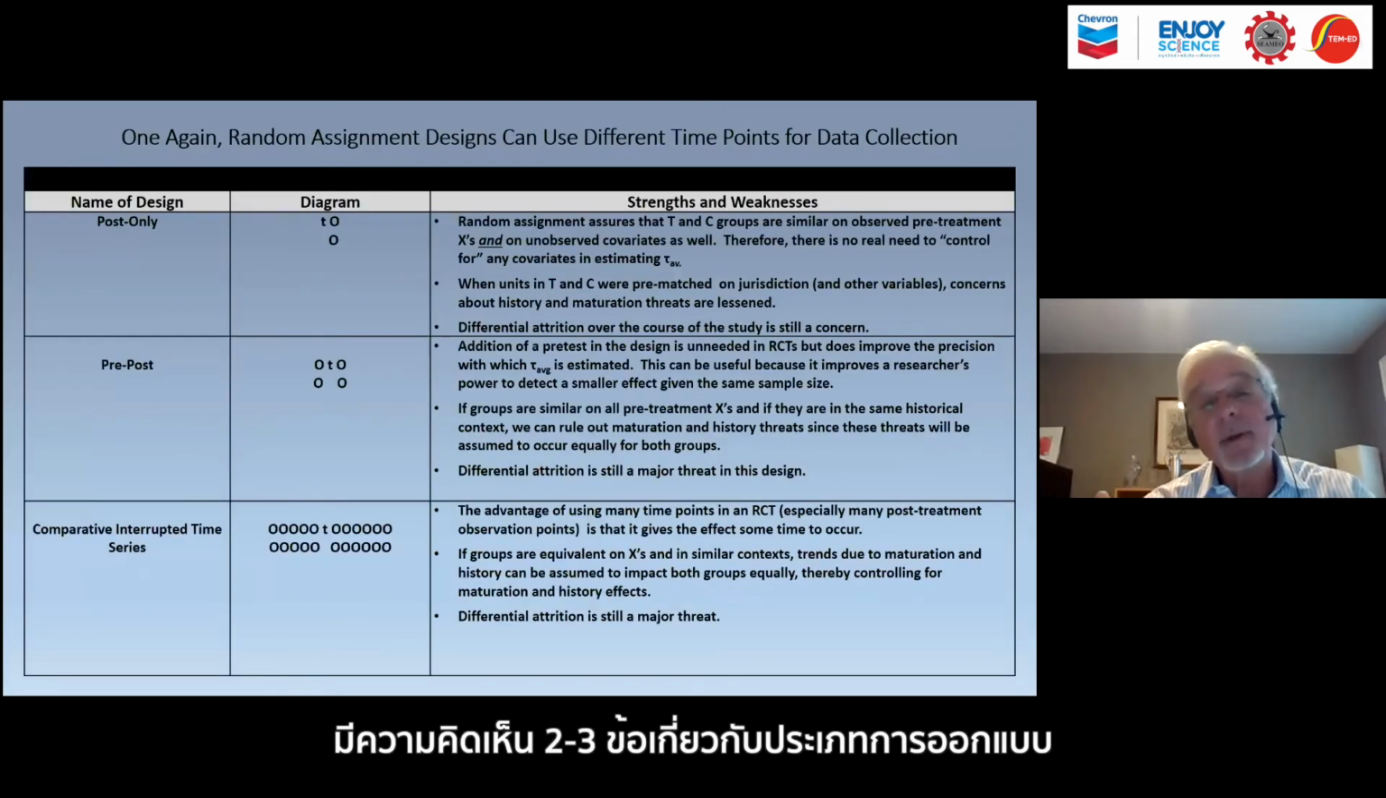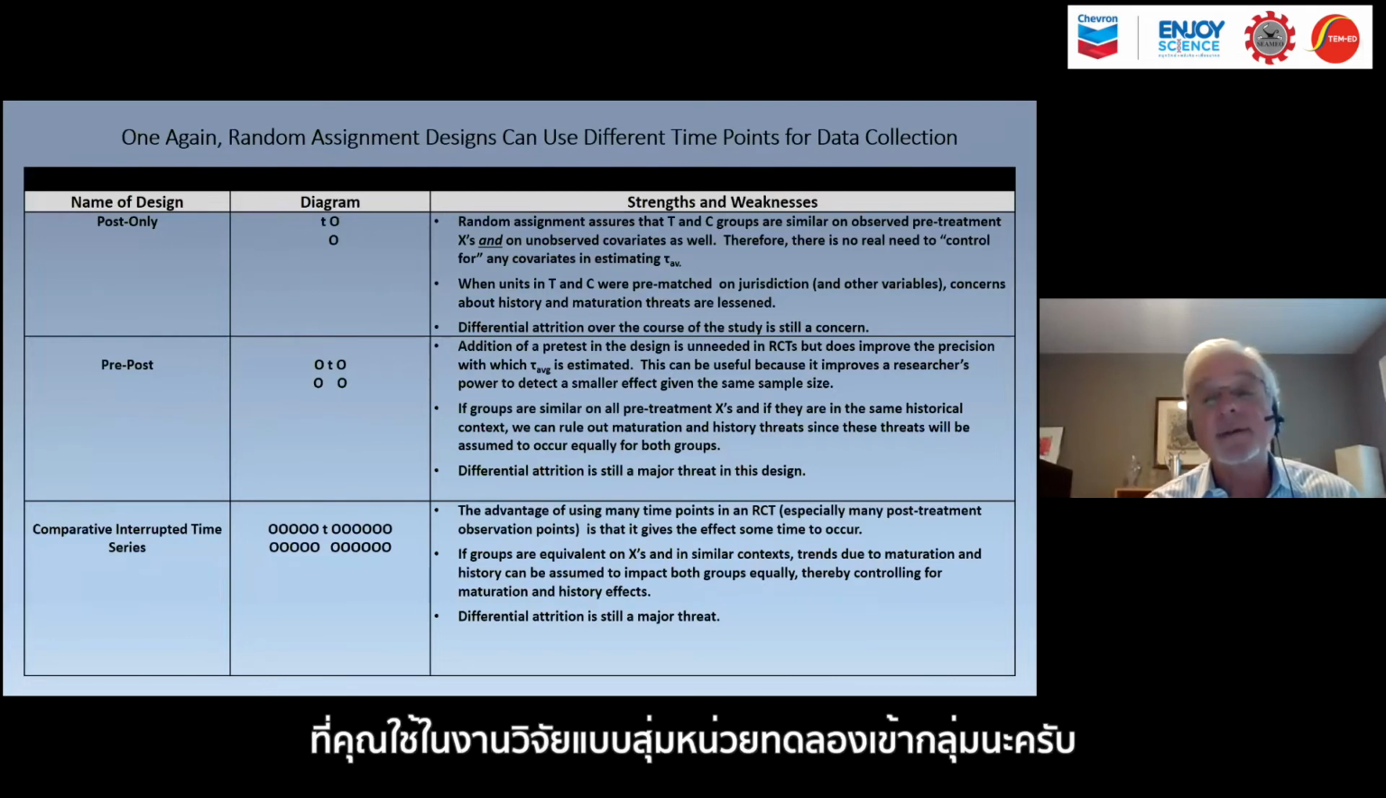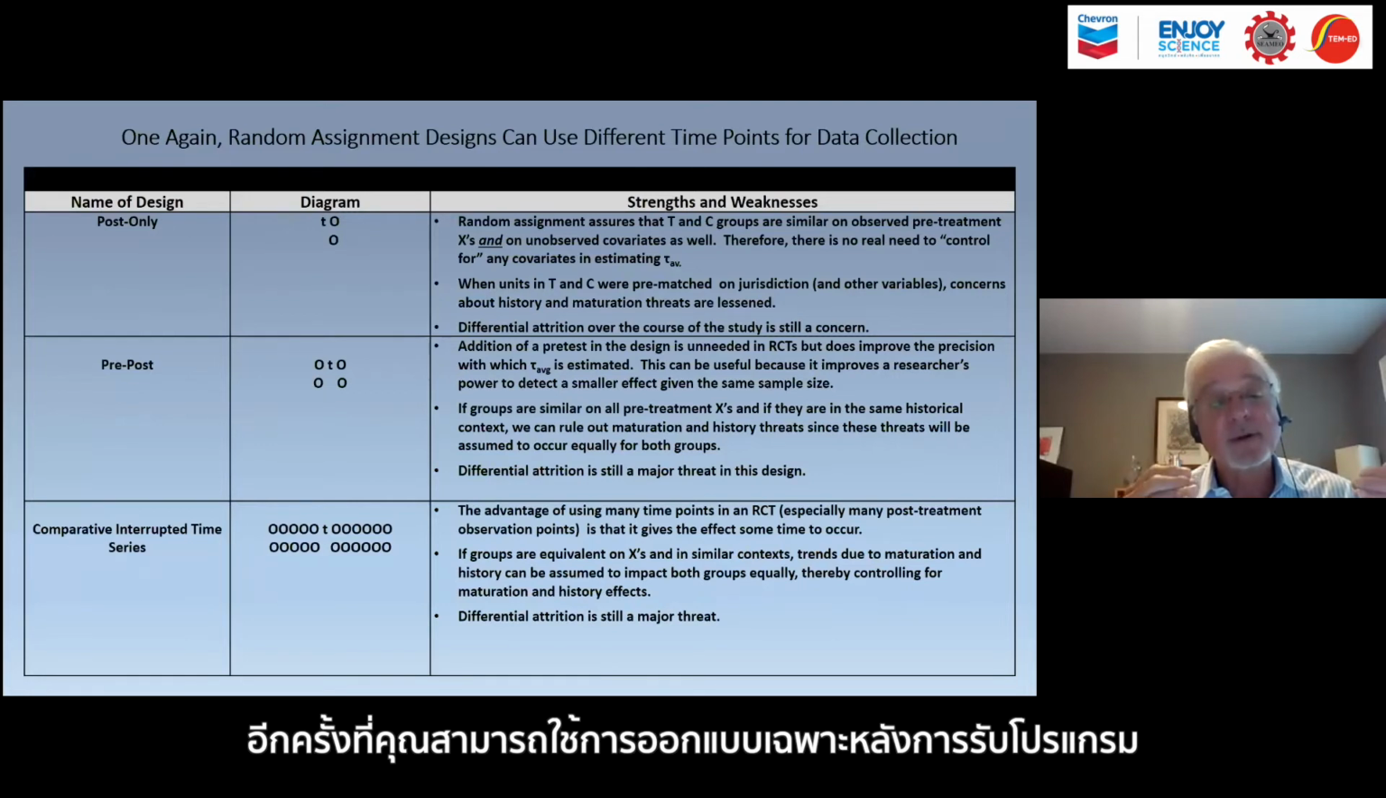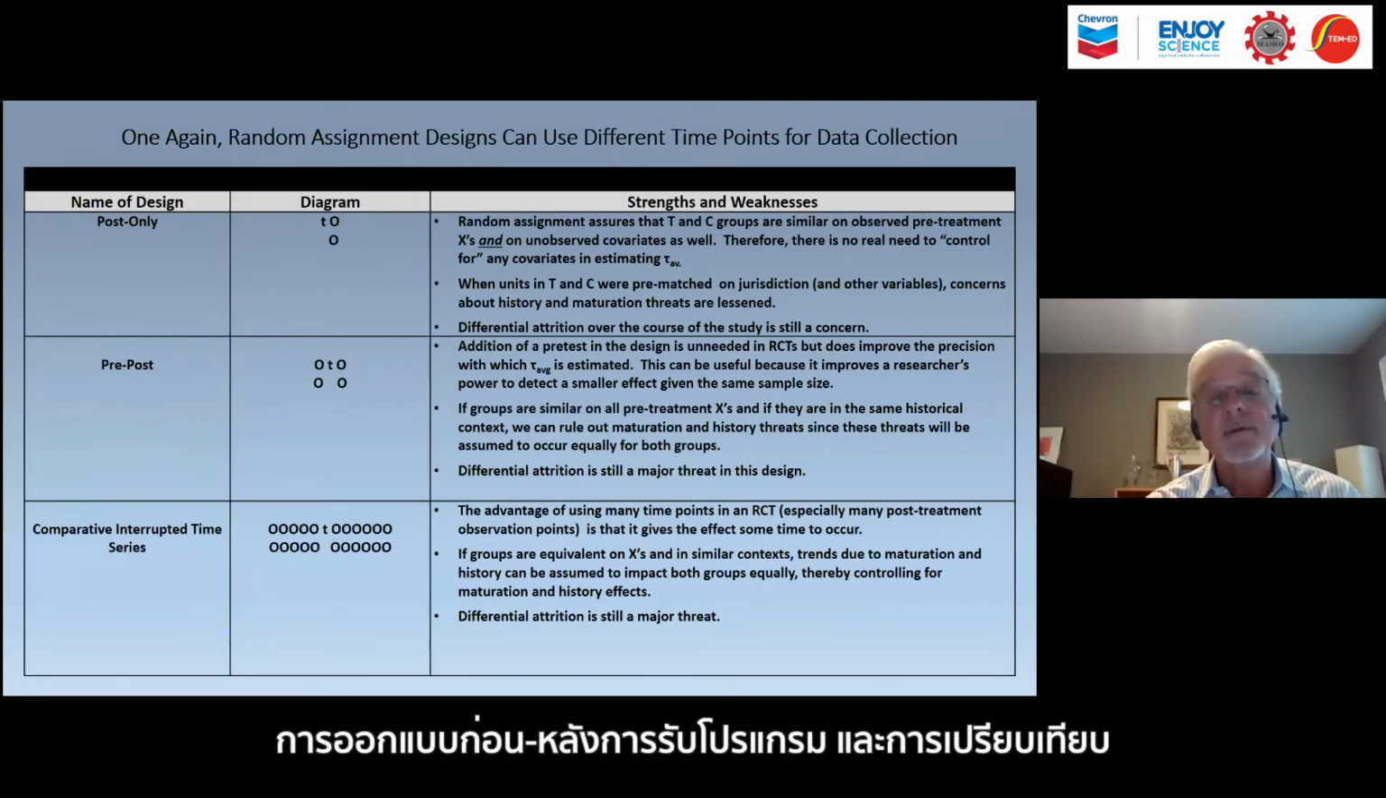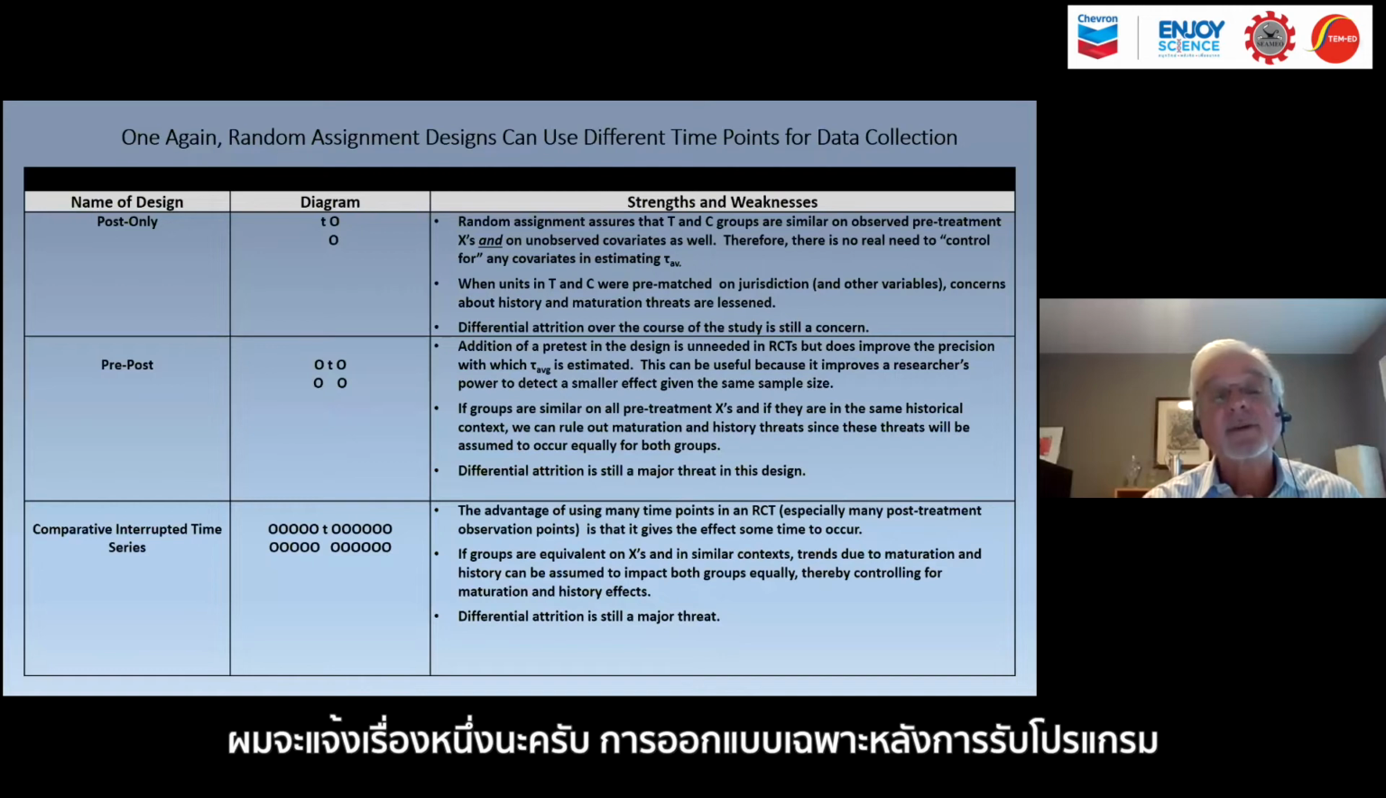A couple of comments about the types of designs that you can use in random assignment studies. Again, you can use post-only, pre-post, and comparative interrupted time series. I will say one thing.